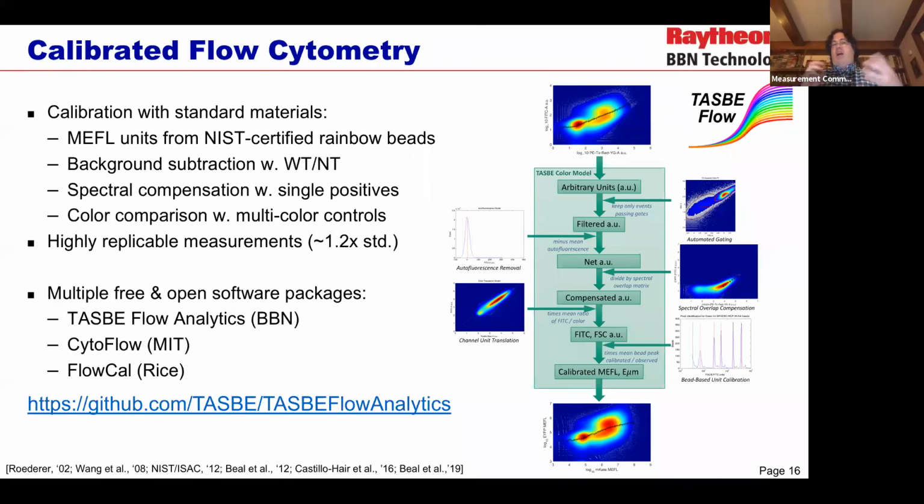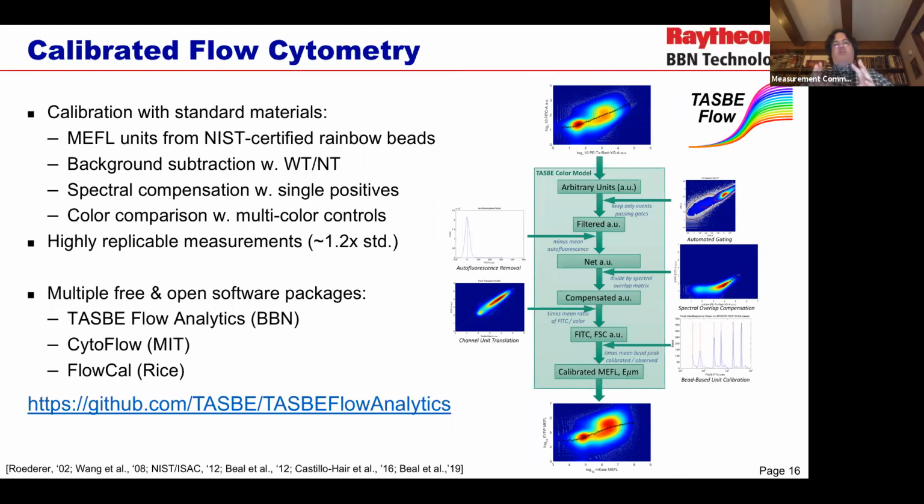We can use wild type or null transfected to give us an autofluorescence estimate that we can subtract from the background. Use single positive controls to do the spectral compensation, and multicolor controls to do color comparison. When we do all of these things, we get extremely replicable measurements to about 1.2-fold on a 1,000-fold to million-fold range. So this is a fantastically precise measurement.